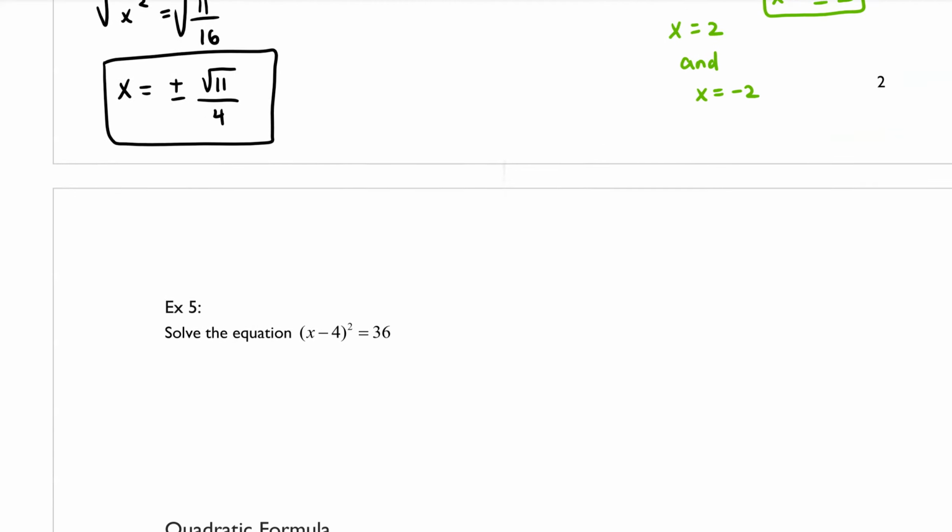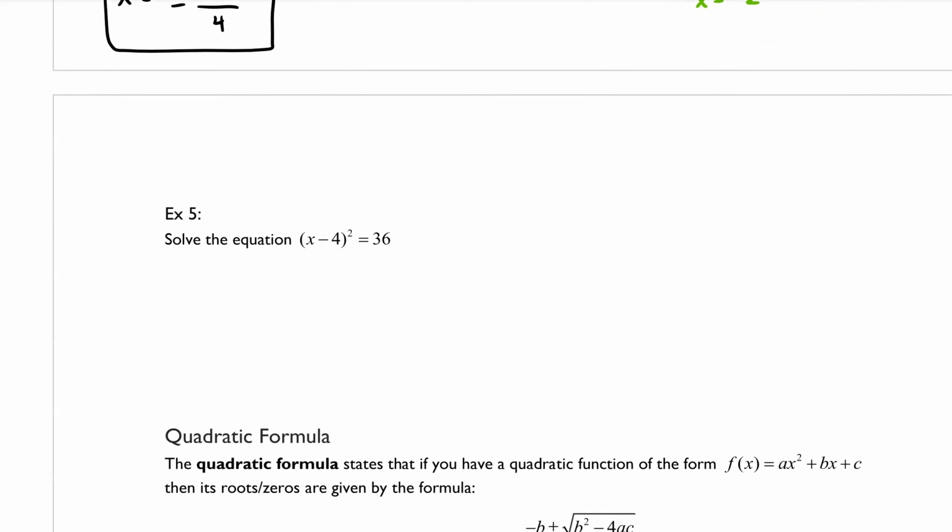Let's move on to example 5. Okay, so here, similarly to the last one, we can just take the square root of both sides. So we're starting off with x minus 4 squared is equal to 36. So I would take the square root of both sides, and the square root on the left side undoes the exponent. So we're just left with x minus 4, and then the square root of 36, since we're dealing with an equation, that would give us both positive 6 and negative 6.